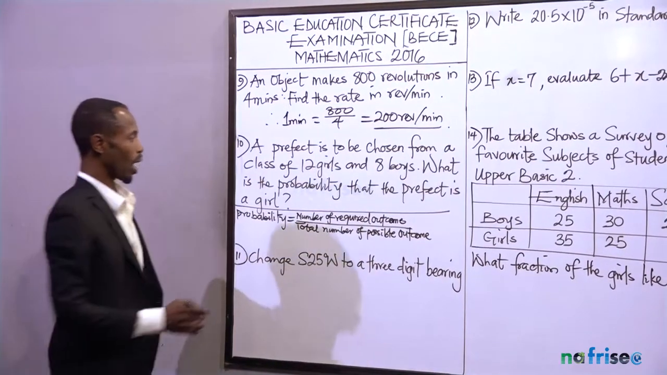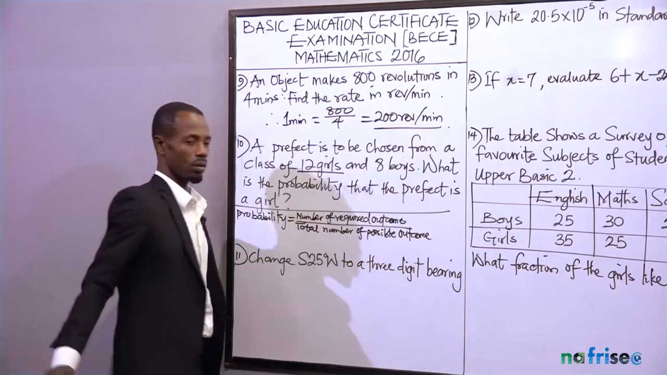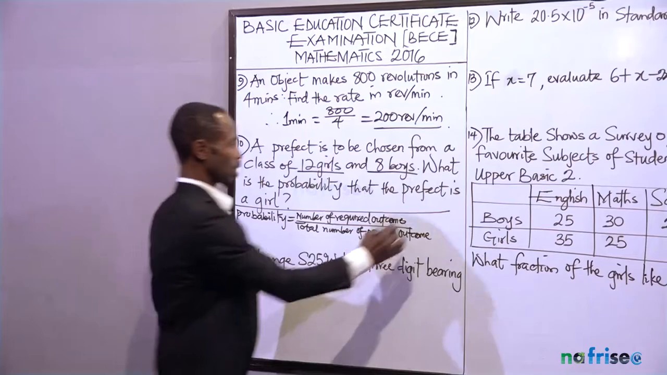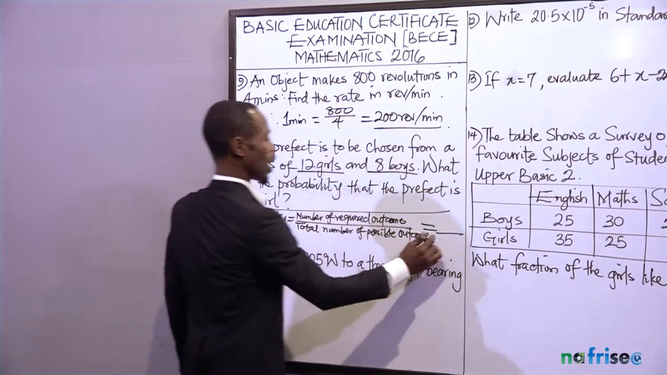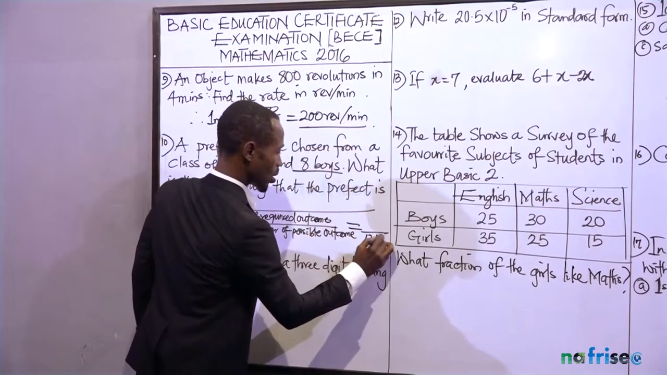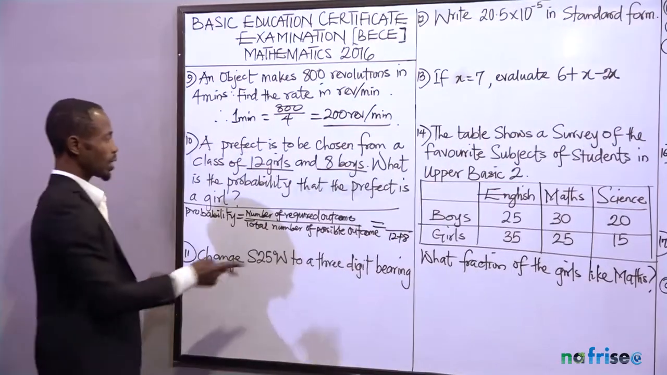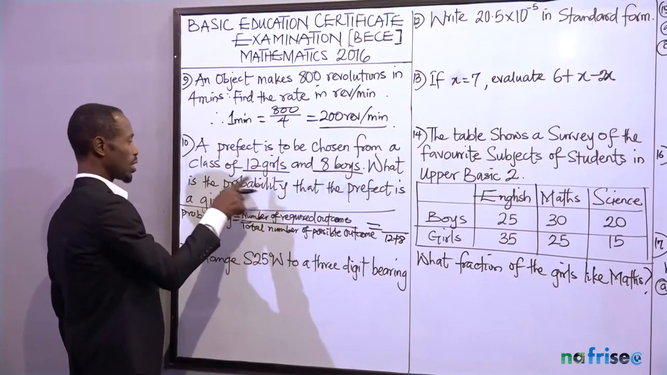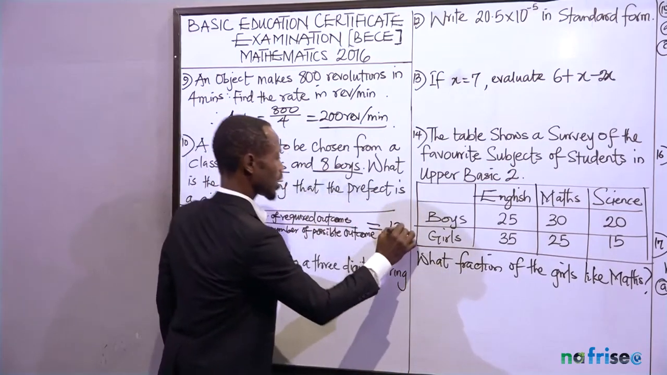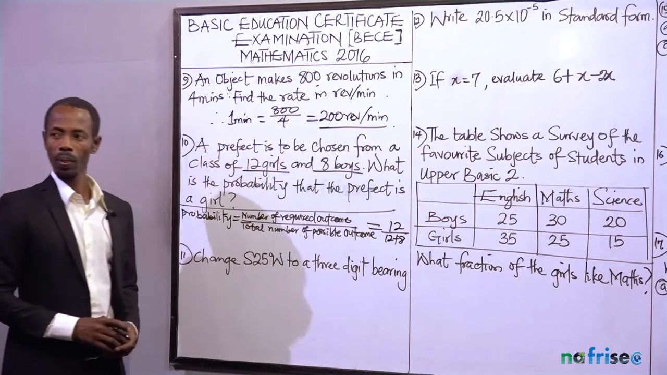Now we go back. How many do we have here? We have 12 girls, we have 8 boys. That automatically means that the total number of possible outcomes is what? 12 plus 8, which is 20. Now, I said, what is the probability that the prefect is a girl? How many girls do we have here? 12. That's the meaning. That's the definition.